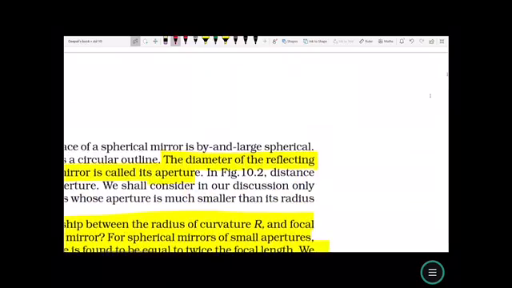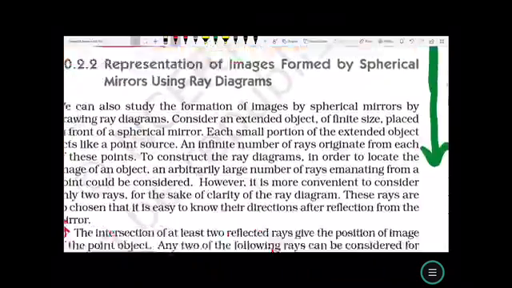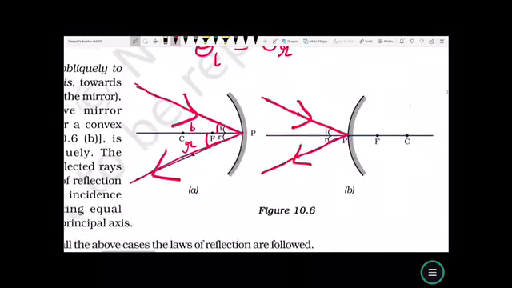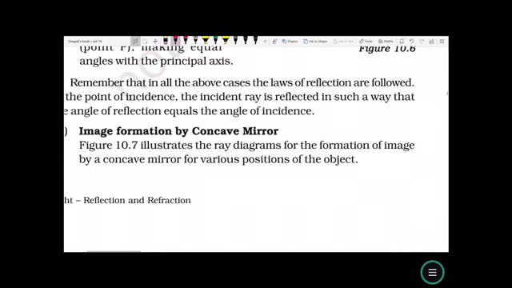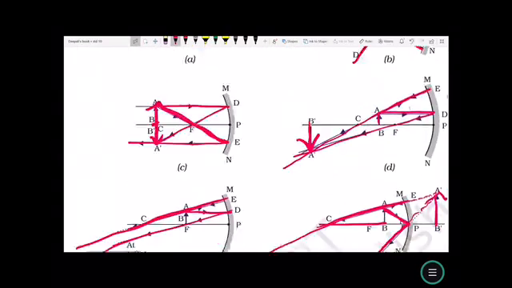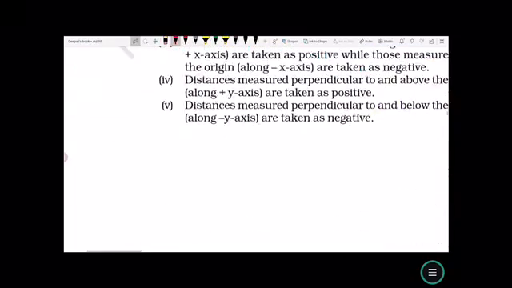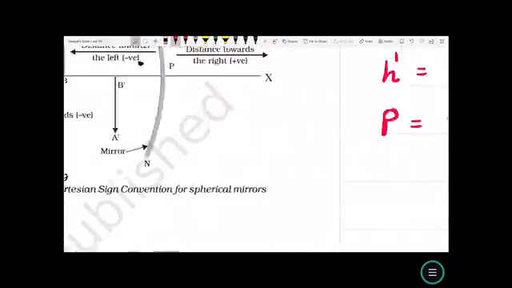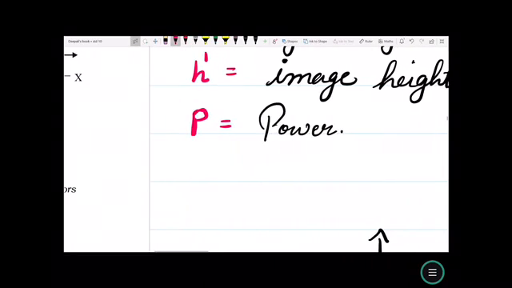Chapter 10, Light, Reflection and Refraction. Let us understand the next topic of this chapter, that is magnification by spherical mirrors. Now we have understood very clearly what sign conventions are and how they are applied to the various parameters of the mirrors. Now let us take a revision view of these sign conventions.